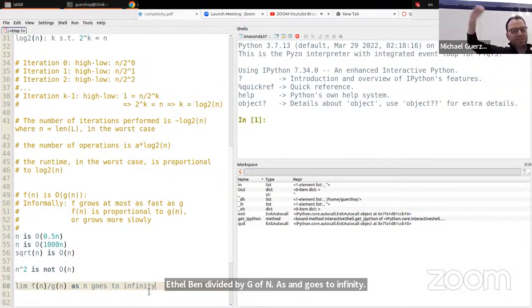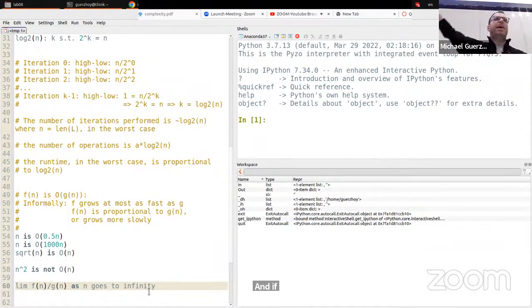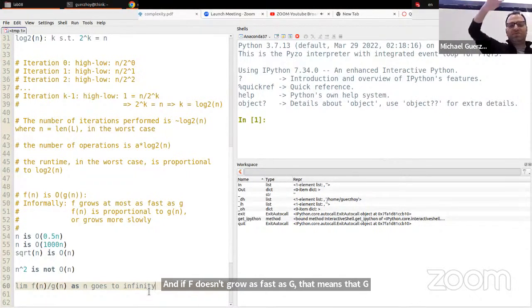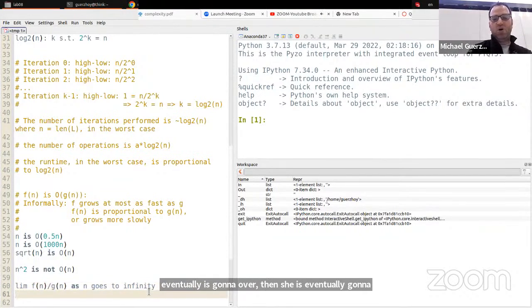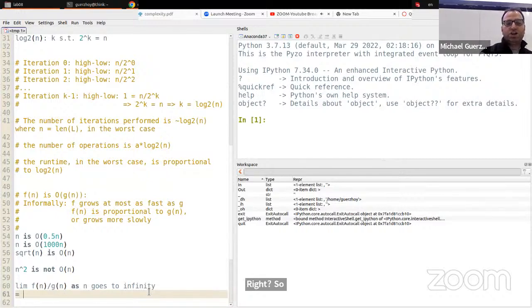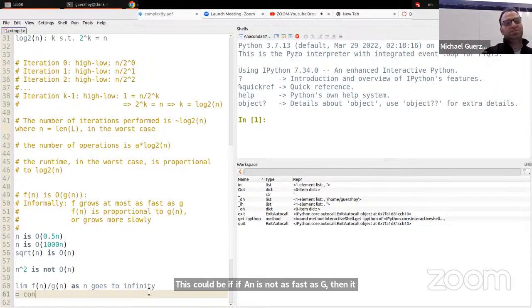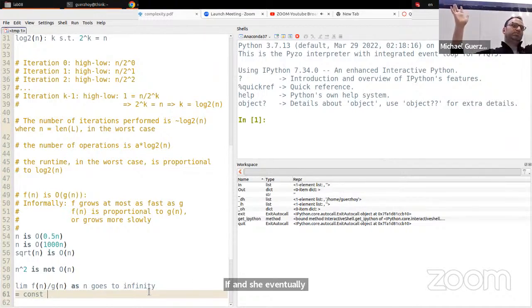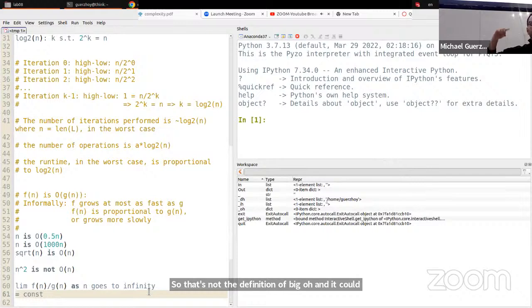And if f doesn't grow as fast as g, that means g is eventually going to become larger than f. So if f is not as fast as g, the limit could be 0, or it could be a constant if f and g eventually settle down into just being proportional to each other. So that's not the definition of big O, though it could be. It's just that for some weird situations, it doesn't fit.